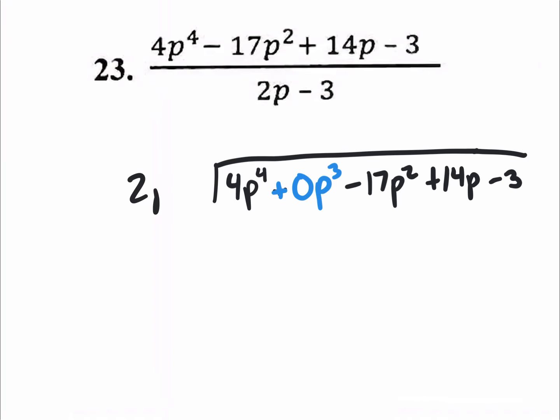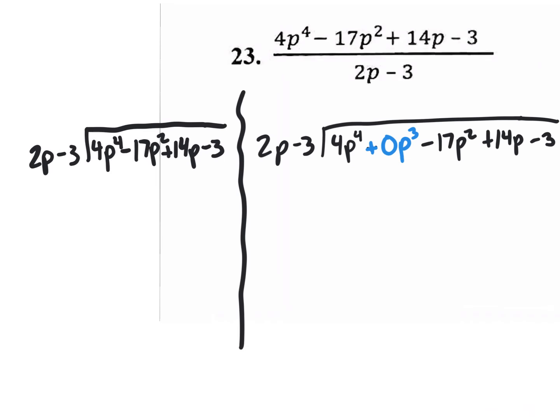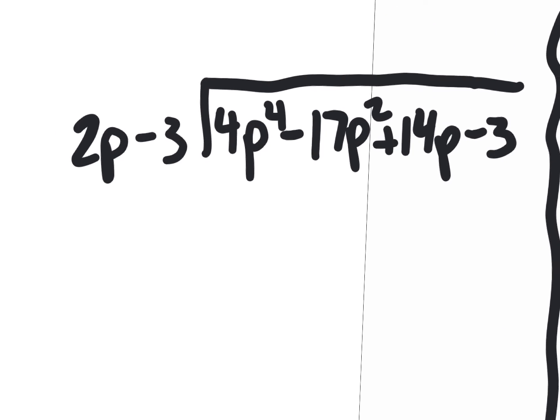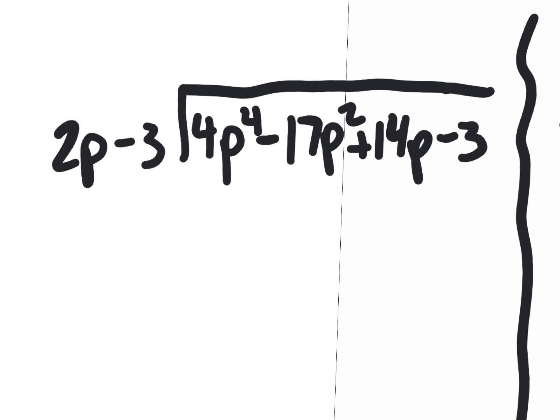And with the 2p minus 3 on the outside. Now, let me show you what it would look like without that 0p to the third. So here, I rewrote it without the 0p to the third. And if I told you, let's start solving this. Okay, 2p times what will get you 4p to the fourth?